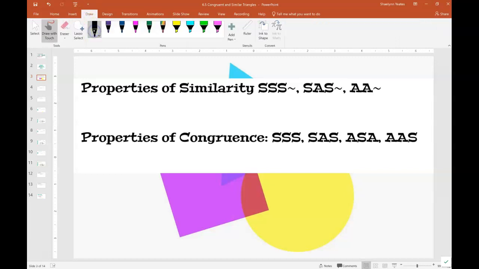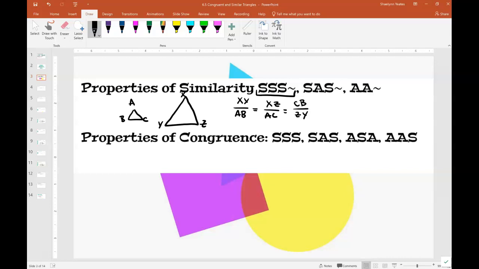So if I have a property of similarity that is side, side, side similarity, this means there's a proportion between the side lengths, or in other words, there's a scale factor. If I have a small baby triangle and a big triangle, side, side, side would mean I'd be able to make a fraction between all of its corresponding sides. So I would say that XY over AB is the same thing as XZ over AC, which is the same thing as CB over ZY. Okay, that is what side, side, side similarity means.